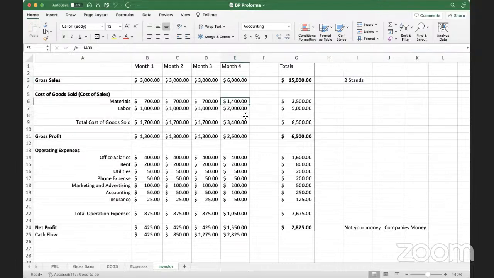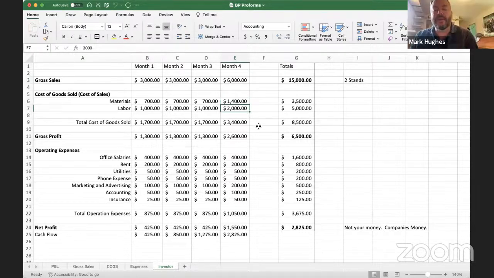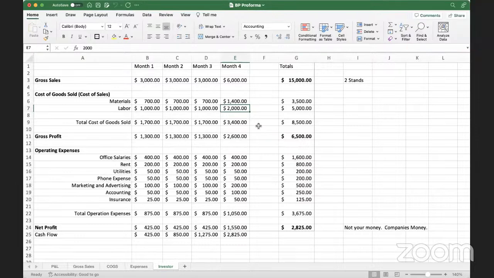The labor doubled because I'm paying you at one, you're paying yourself at one stand and you're paying somebody else at another stand.